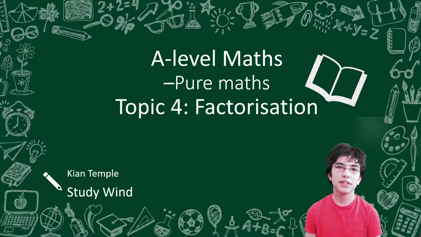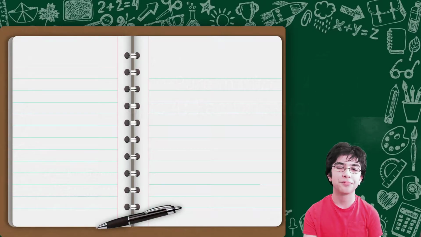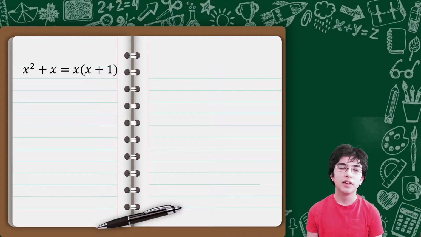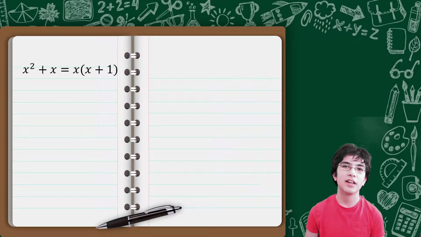Today we will be looking at factorization. Factorization is where you have two or more terms, and you find a common factor and take it outside of a bracket, and place everything else inside the bracket.